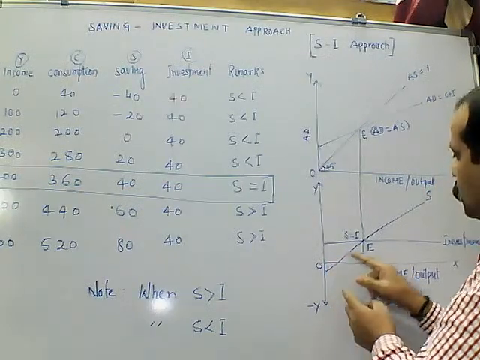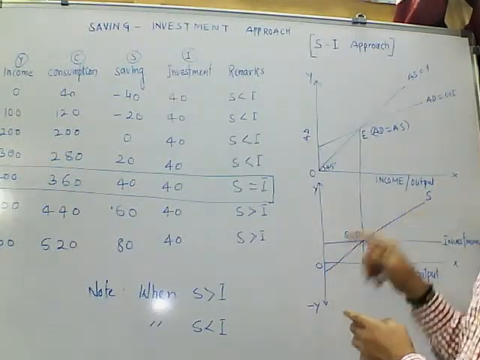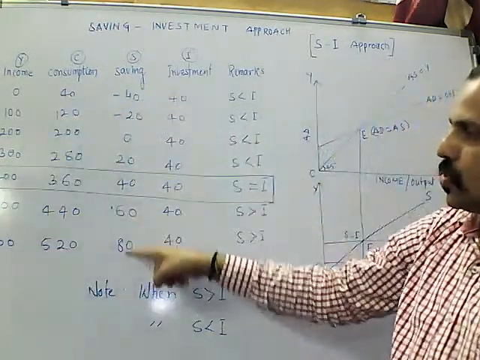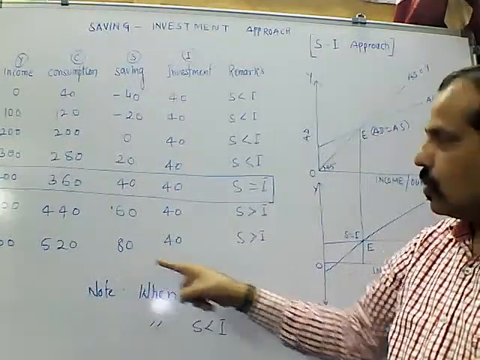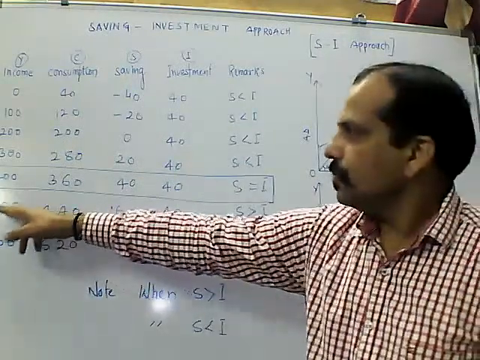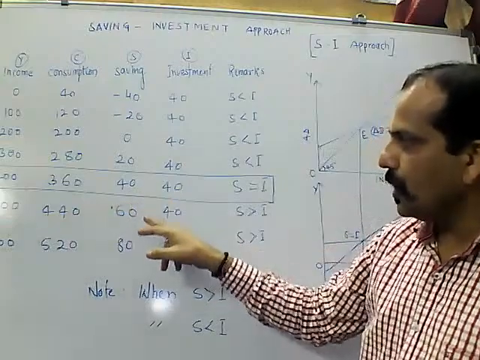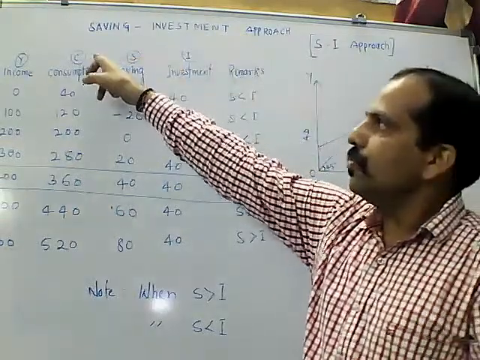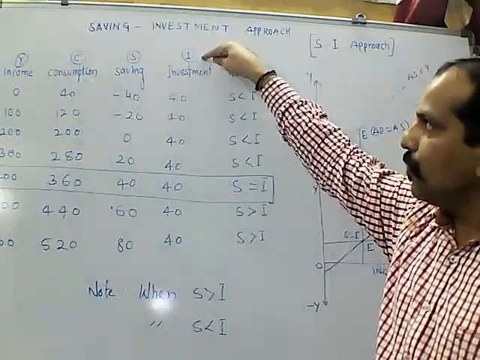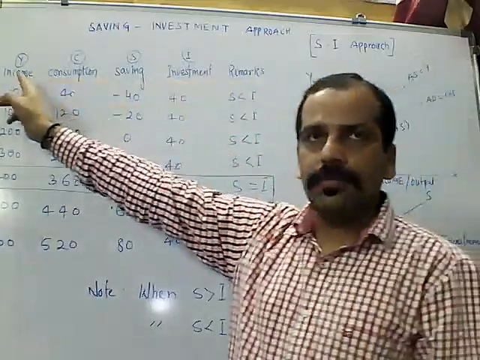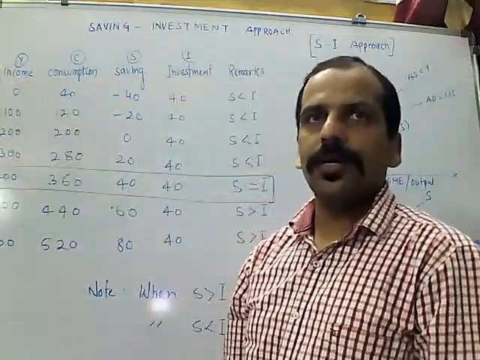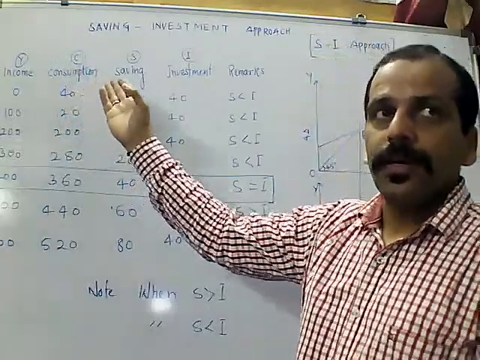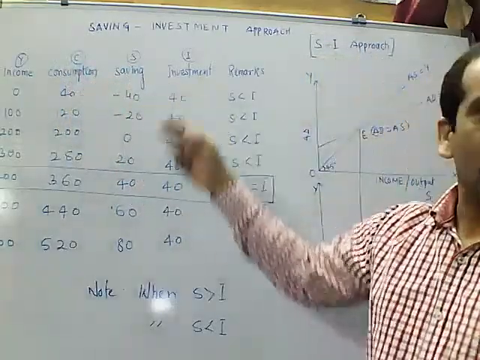And keep on increasing, upward sloping method. As income increases, savings also increase. So on and so forth, 40, then 60 and 80. Saving keeps on increasing. So C for consumption, S for saving, I for investment, and Y for income. In short, I am writing Y for income, C for consumption, and S for saving.